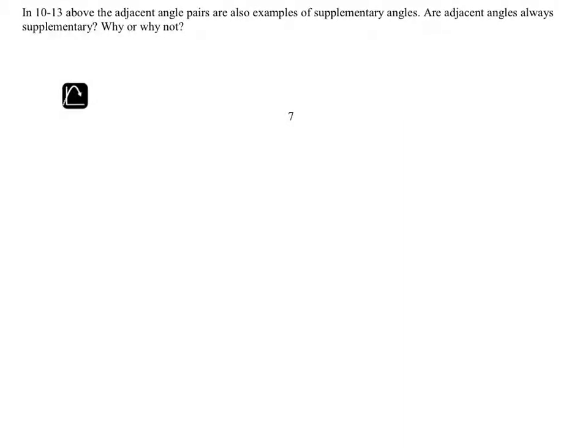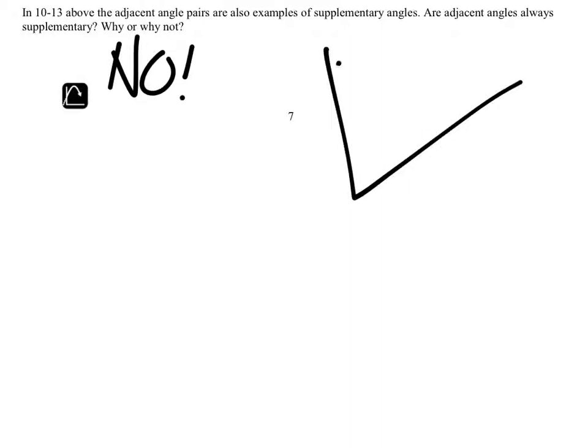In 10 through 13 above, the adjacent angle pairs are also examples of sup angles. Are adjacent angles always sup? No. No, they are not, because sometimes we'll get some kind of angle like these, which gets split up by this one. See, now these two may not be sup.